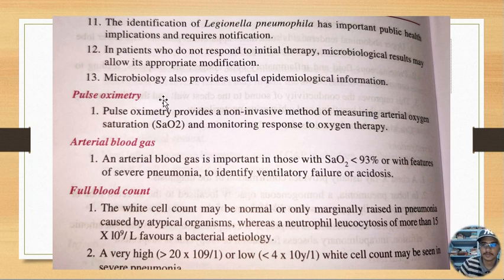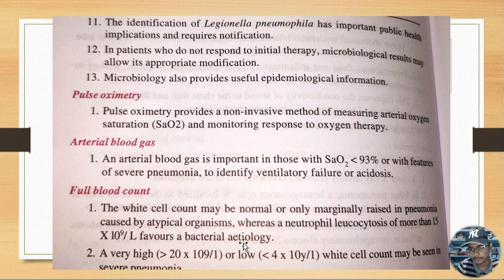Now, pulse oximetry can also be done to assess the patient with pneumonia. We can also take an ABG, which is the arterial blood gas, in patients whose SpO2 is less than 93%. Okay, and a full blood count. Usually the white cell count may be normal or marginally raised in pneumonia caused by atypical organisms, that is viruses, due to lymphocytic infiltration, whereas neutrophil leukocytosis of more than 15 x 10^9 per liter favors a bacterial etiology.